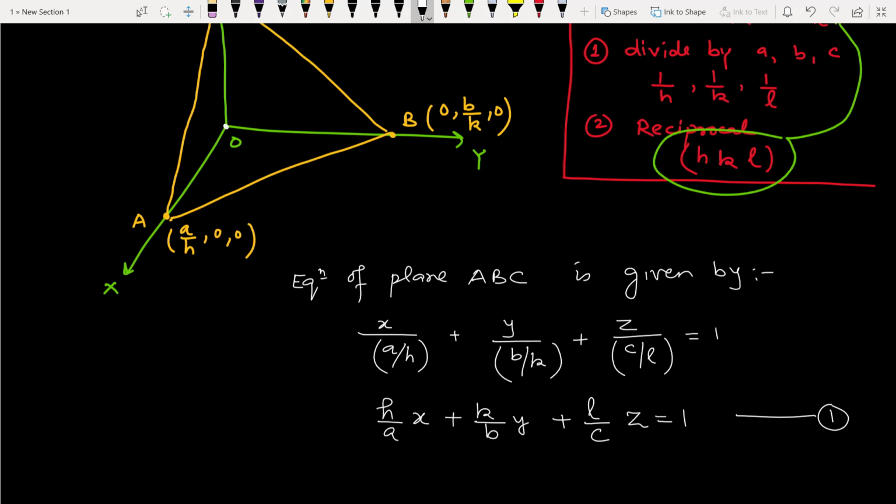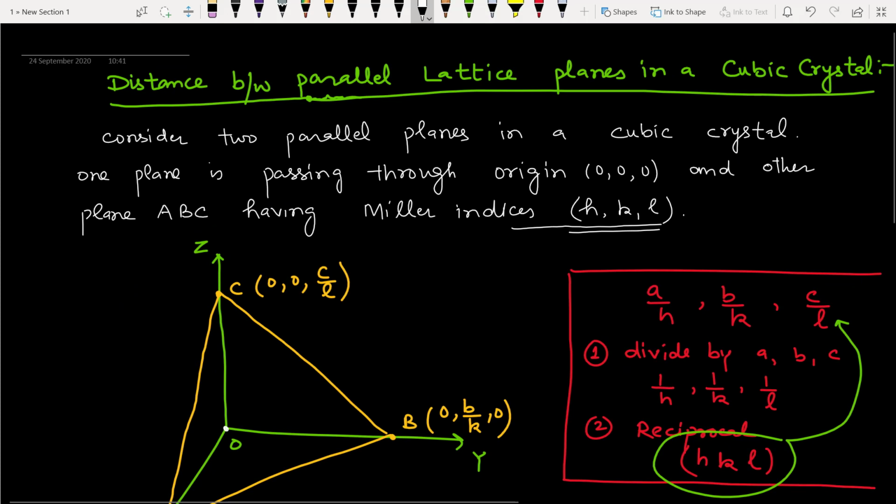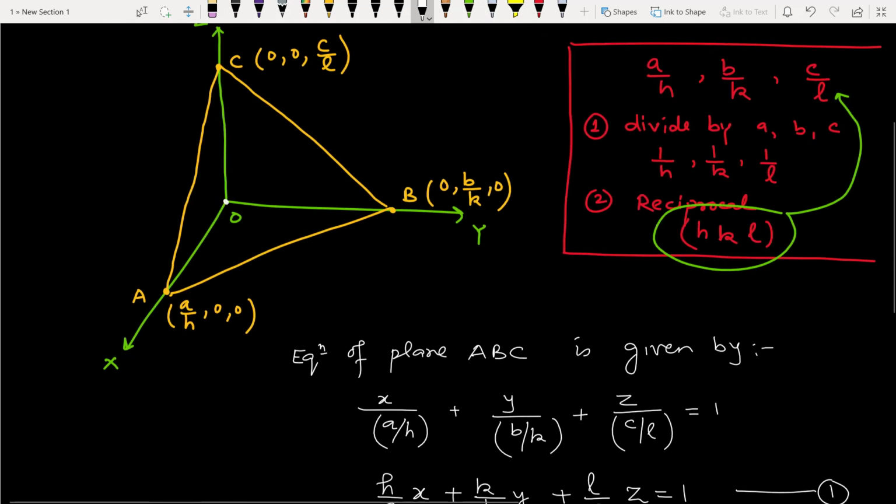So now what is our aim? Our aim is to find the distance between parallel planes. So there are two planes, one is not shown here, that is passing through origin. Second plane is ABC. So if we wish to find the perpendicular distance between the planes, then we draw a perpendicular ON. Here N is a point lying on ABC plane. This angle is 90 degree. This angle is also 90 degree because ON is perpendicular to this plane. All these angles are 90 degree.